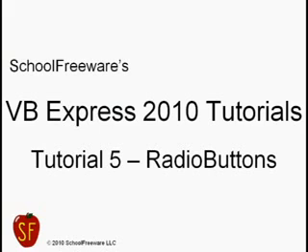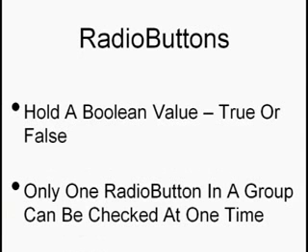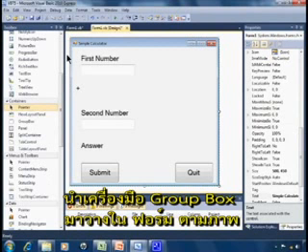Tutorial 5. Radio buttons. Radio buttons hold a Boolean value, which is either true or false. Only one radio button in a group can be checked at one time. Continuing with the application from Tutorial 4, first thing I'll do is put in a group box for the radio buttons.